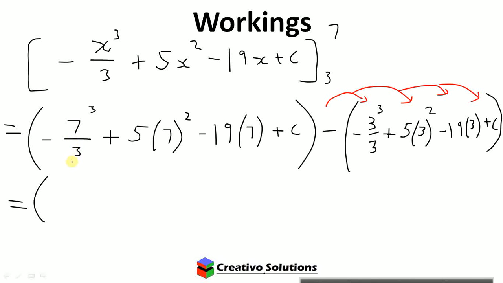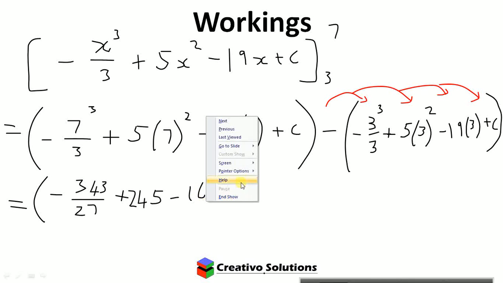Must I give you a decimal or fraction? So it's minus 343 over 27. Okay, plus this one, 49 times 5 basically. Well, 5 times 7 squared, what is it? 245. Okay, 19 times 7. 133.